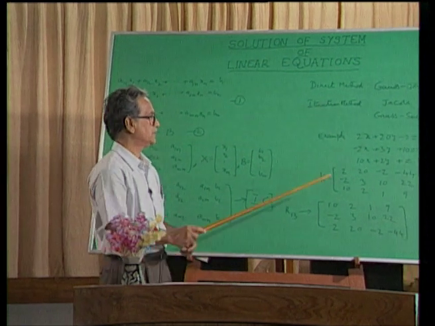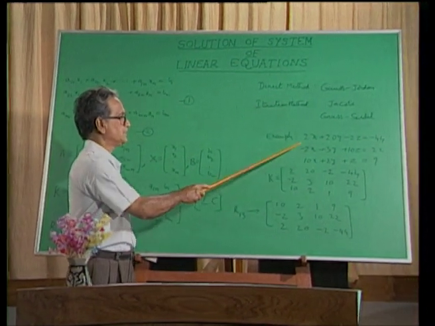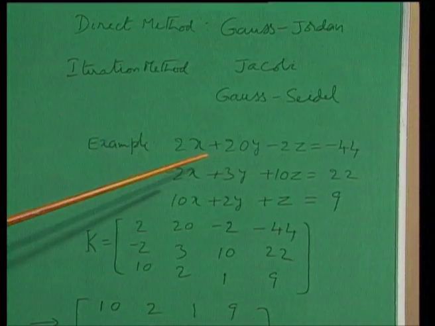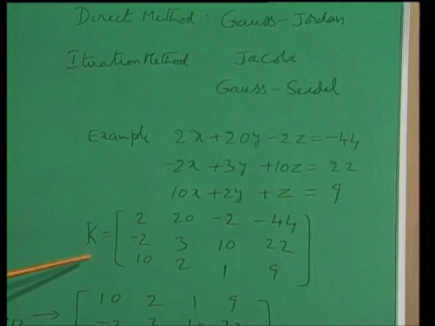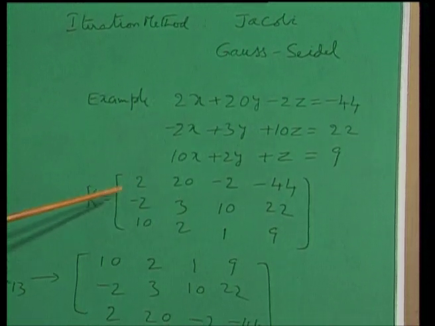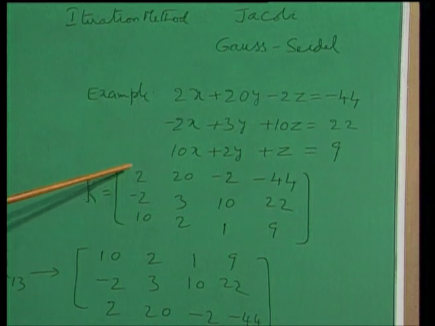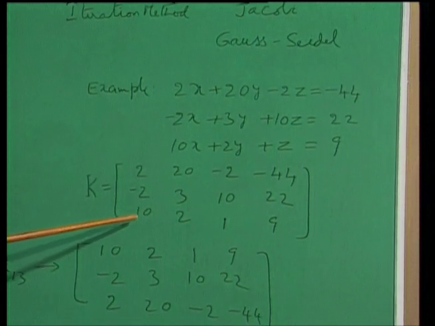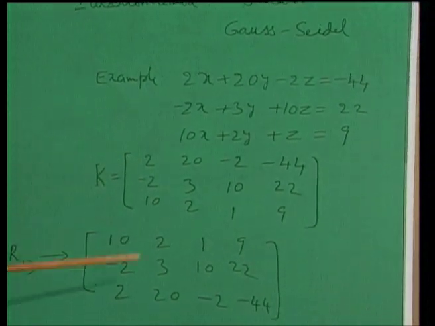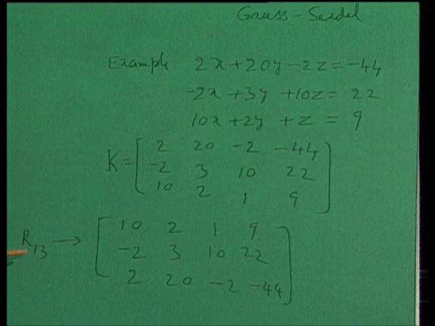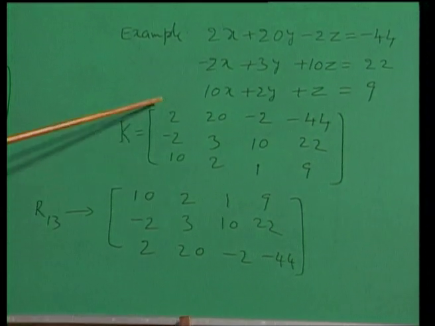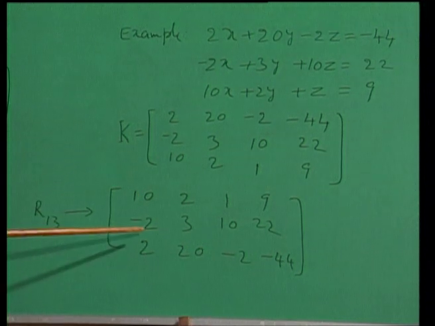Consider the problem of solving the system of linear equations given here. Now, for this given system of equations, the augmented matrix K is this. In this augmented matrix, in the first column the numerically largest element is here. So, we bring it to the first position by partial pivoting, namely we perform the R13 elementary row operation, which interchanges the first row and the third row, thereby K becomes this matrix.